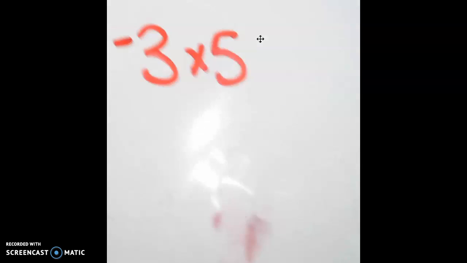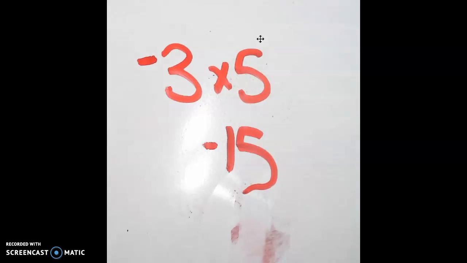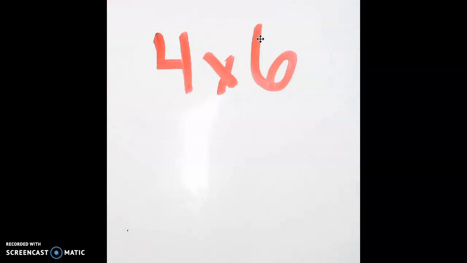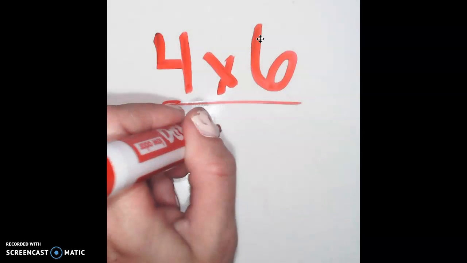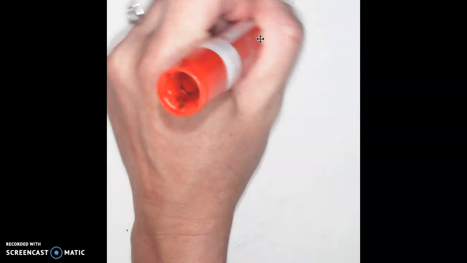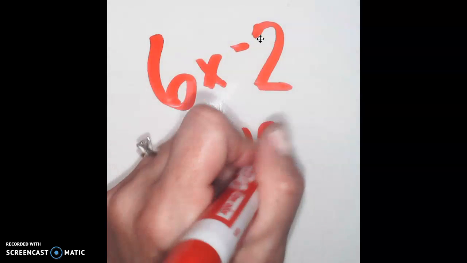So let's practice it. If I say negative 3 times 5, I have one negative, so that makes the whole answer negative. But if I have 4 times 6, both are positive, so I get a positive answer. Now what if I look at it a different way? If I say 6 times negative 2, I have one negative and the other positive, which makes the whole thing negative.